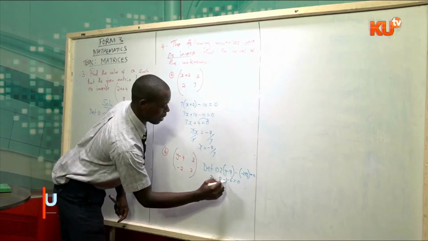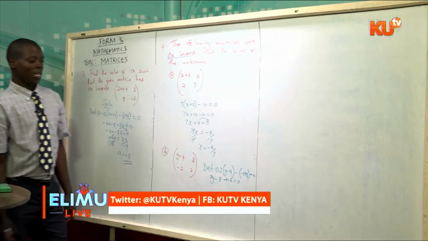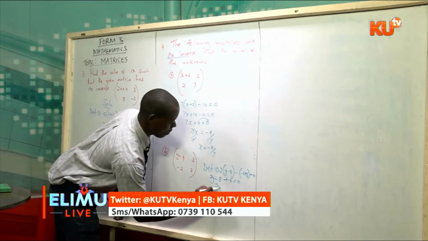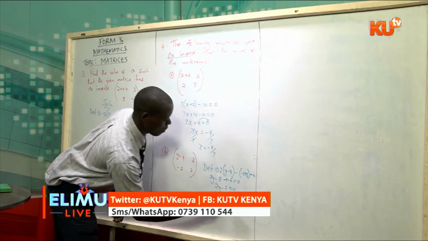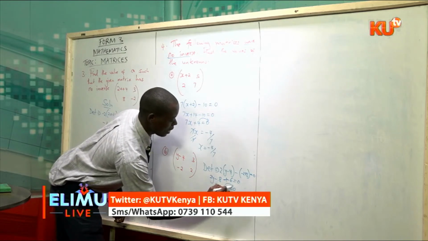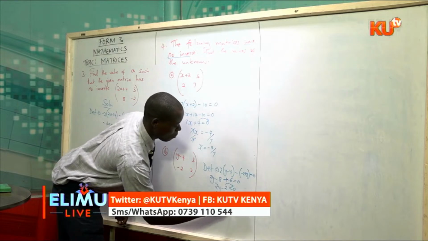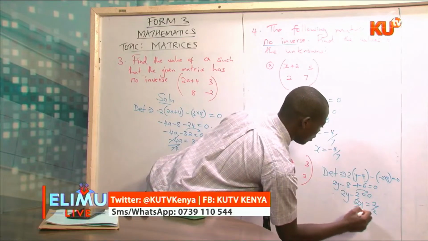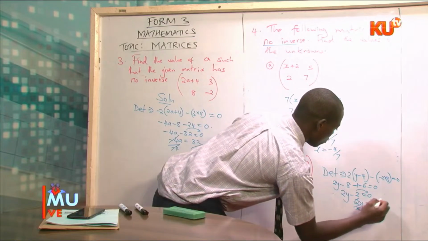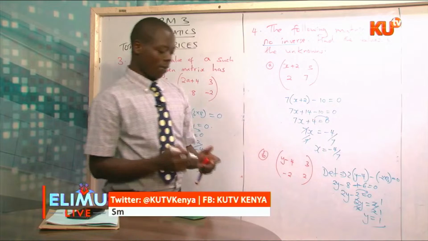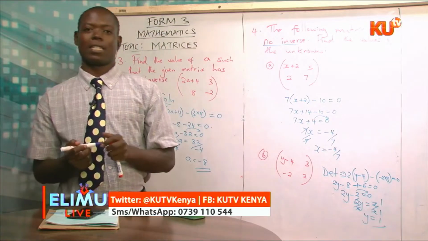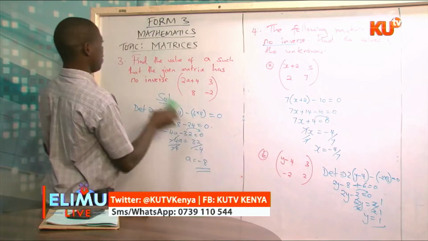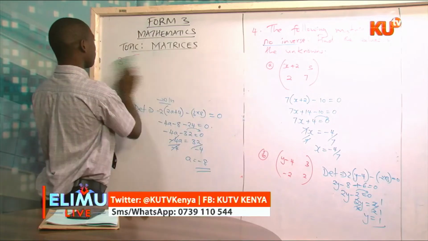Minus is plus, so we have minus 8 plus 6, that's minus 2. Therefore, 2y minus 2 is 0. Take minus 2 to the right side. 2y will be equal to 2. Then divide by 2 by 2. You get your y is equal to 1. So the value of y in that matrix is 1, so that the determinant becomes 0.